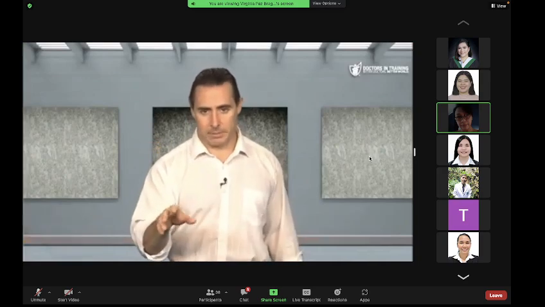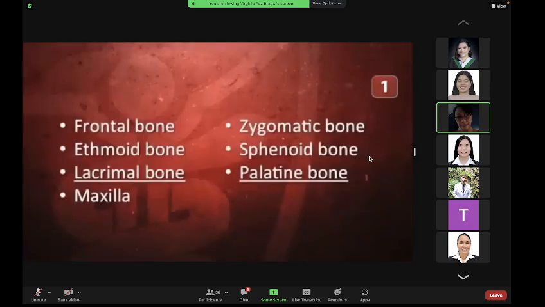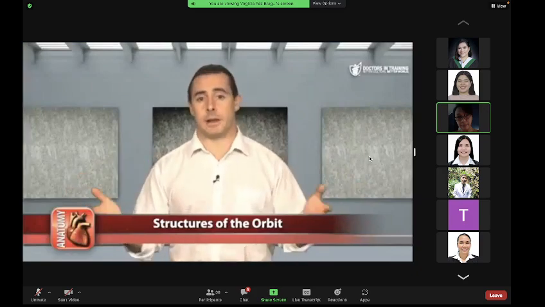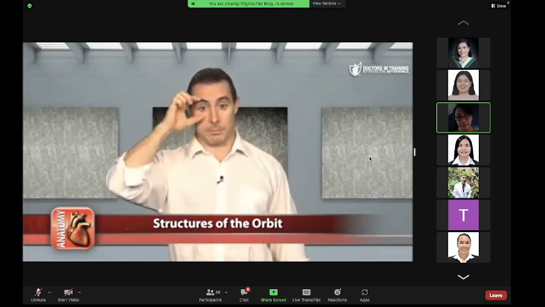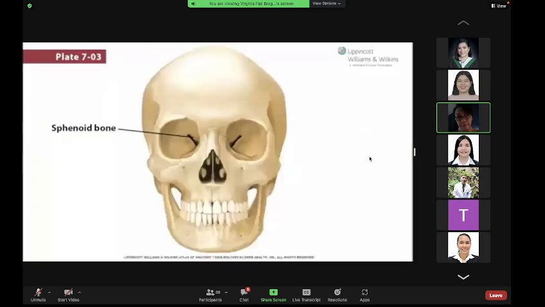The orbits are the pyramidal cavities in the skull that protect the eyeballs. 7 bones contribute to the orbit: the frontal bone, the ethmoid bone, the lacrimal bone, the maxilla, the zygomatic bone, the sphenoid bone, and the palatine bone. Like all pyramids, the orbits have 4 walls, a base, and an apex. The base is just the orbital opening, which is surrounded by the orbital margin, or rim, and the apex is the optic canal in the lesser wing of the sphenoid bone.